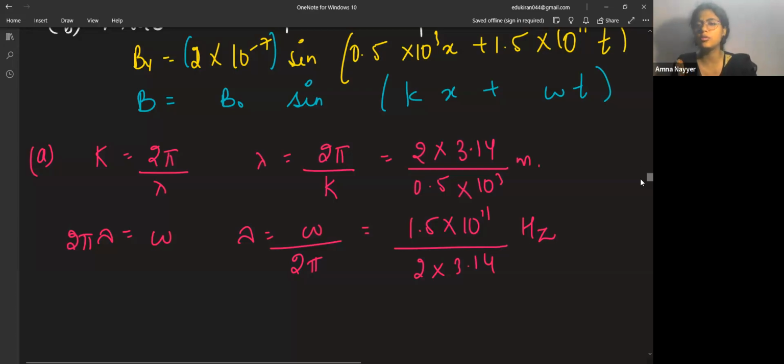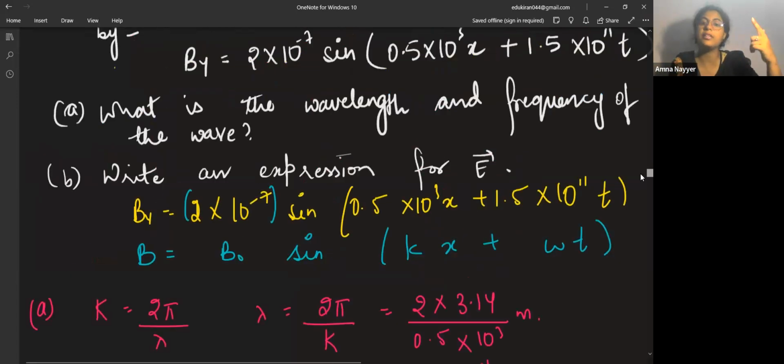Like this only you have to solve whatever is asked. Whatever you already know, you will extract it from the equation, put into the formula and check. That's why we did everything in the previous class.